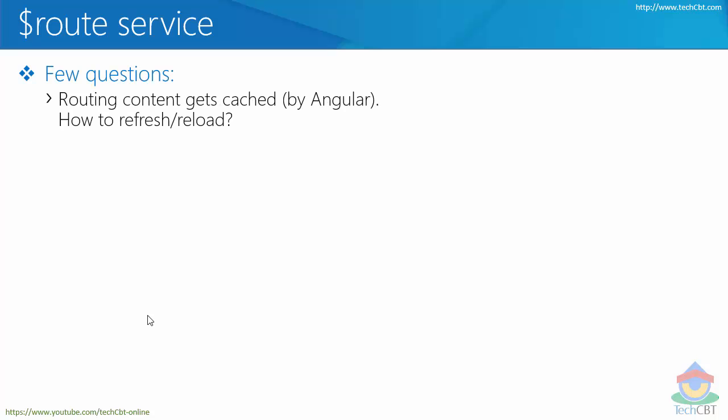Route service. Before even jumping on to route service, let us ask a few questions for ourselves. The first one. Routing content gets cached. When you go to a specific route, AngularJS pulls down the content of it and caches it at client side. How do we reload it and refresh it? Is there any possible way to list out all the currently configured routes in my application?